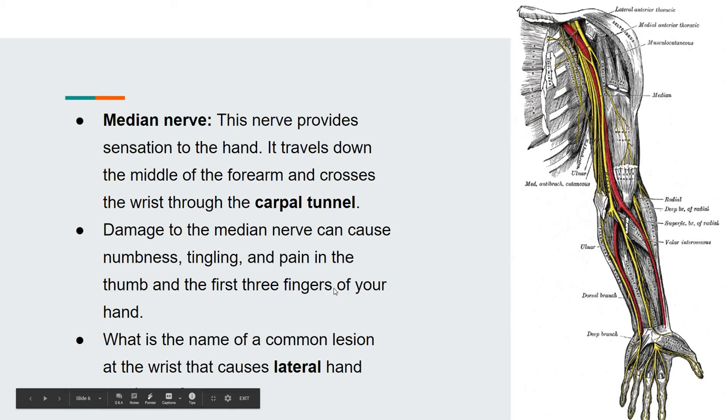What is the name of the common lesion at the wrist that causes lateral hand numbness? Now, I know there's a lot of terms and jargon in there, but if you're paying attention to what we've been talking about, you should be able to get that, right? We're talking about carpal tunnel syndrome. Carpal tunnel syndrome is when this nerve is lesioned or damaged, inflamed, that kind of thing. And this is the carpal tunnel. That's where that happens. So they call it carpal tunnel syndrome.